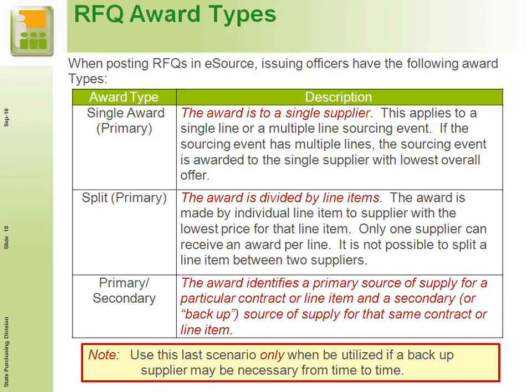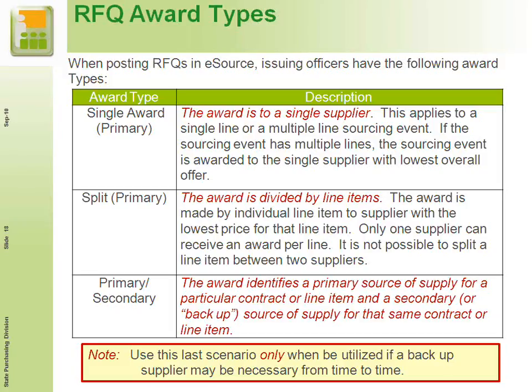It's the same single award that you saw in eQuote. Split of the primary award is divided by lines. That's when you can achieve a significantly lower price by splitting the line among suppliers, awarding a lower cost line to one supplier and the next lower cost line to another supplier. So that would be splitting between multiple suppliers.